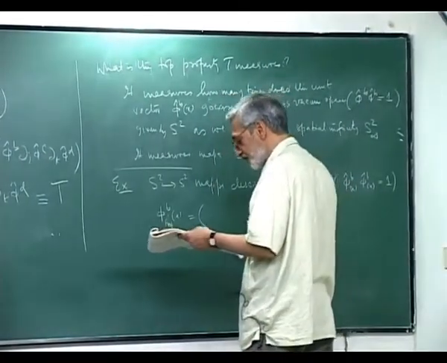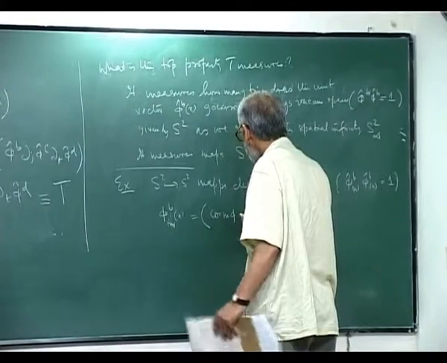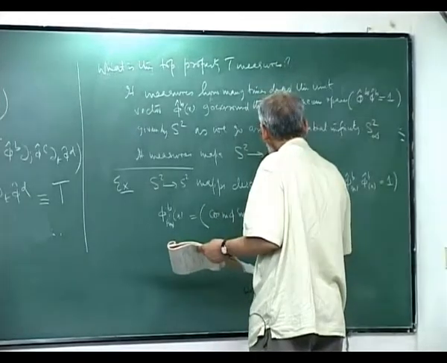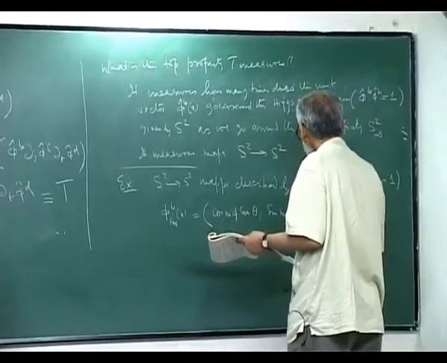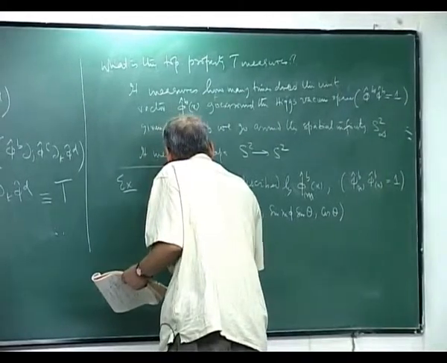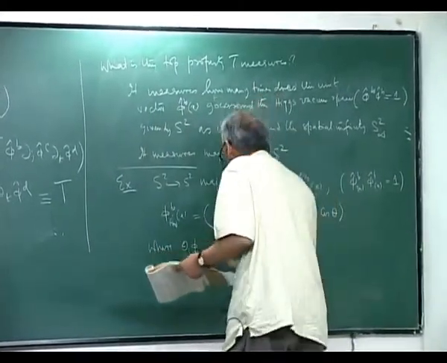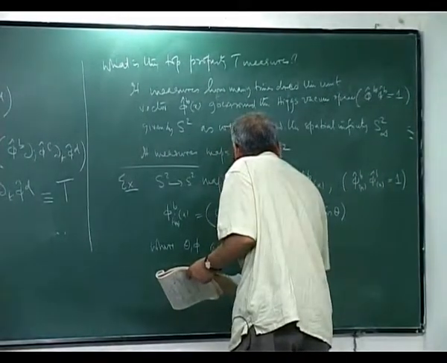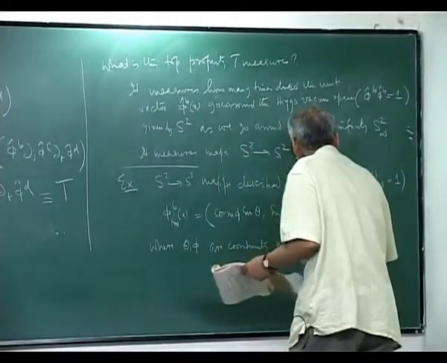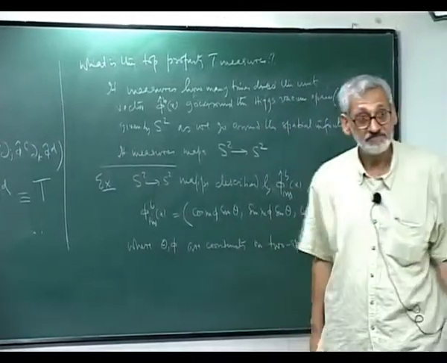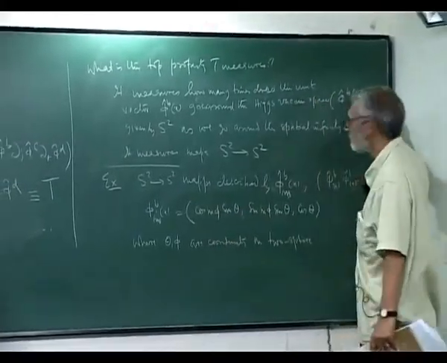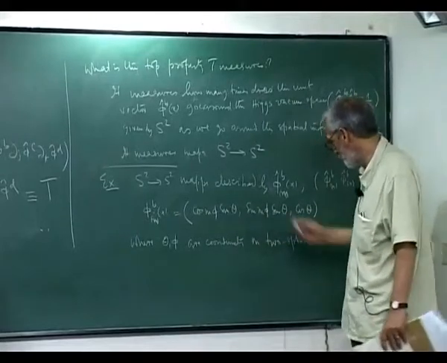Given by the components cosine m phi sine theta, sine m phi sine theta, cosine theta, where theta and this phi are coordinates on the two sphere at radial infinity. Now clearly this is a vector in internal space of length 1, because this square plus this square plus this square is 1.